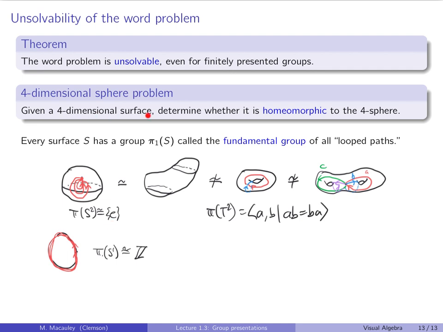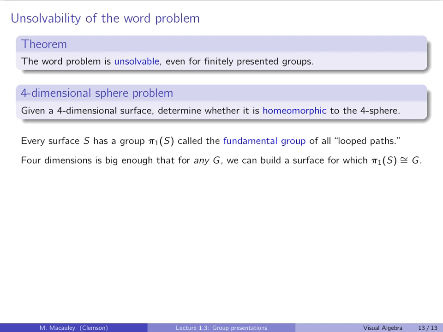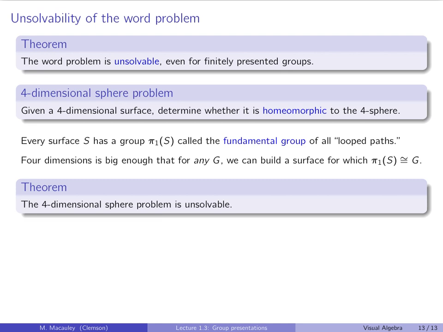So what we're really asking here is, given a four-dimensional surface, can we determine whether or not its fundamental group is trivial? So picture the four-dimensional analog of this. Now, 4 dimensions is big enough that for any group G given by a presentation, we can build a surface whose fundamental group is G. That means that the four-dimensional sphere problem is unsolvable.